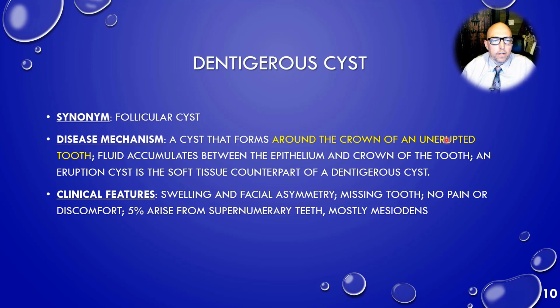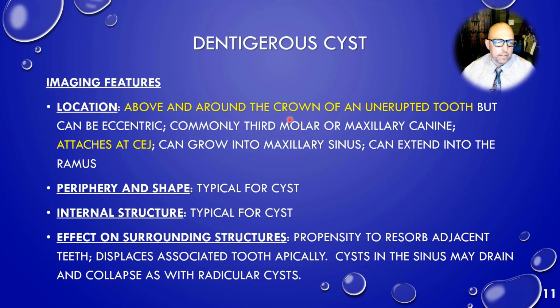All right, let's start with the dentigerous cyst, also called a follicular cyst because it's a cyst that occurs within the follicle of a developing tooth. So fluid accumulates within this follicle between the epithelium and crown of the tooth, and that's what forms a dentigerous cyst. Clinical features are all going to be typical of a cyst. But this is the key right here, above and around the crown of an unerupted tooth.